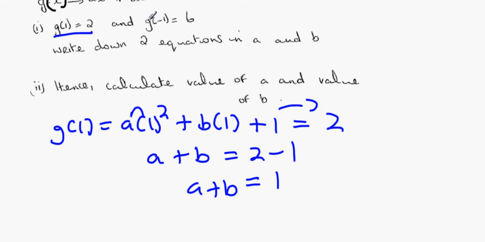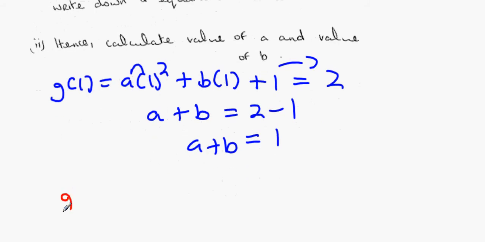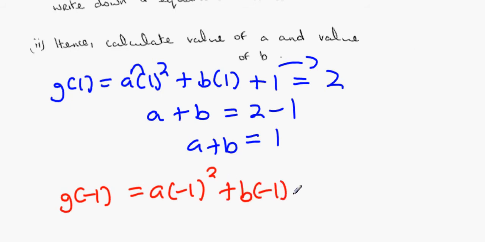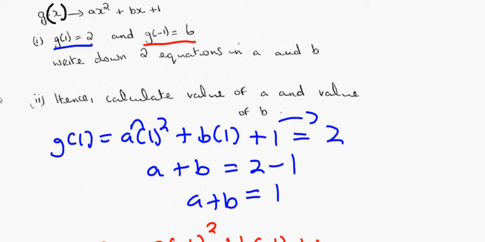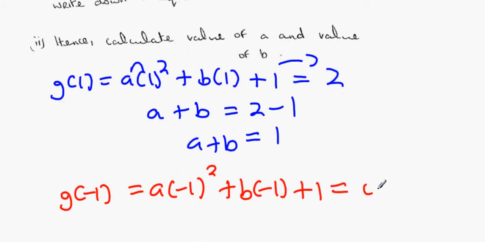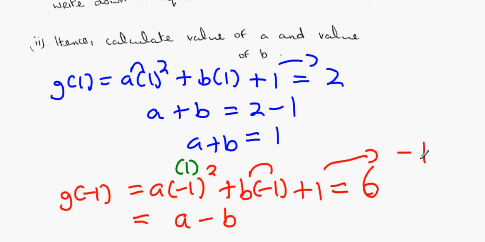The second equation is g of minus 1 equals 6. So g of minus 1 equals a times minus 1 squared plus b times minus 1 plus 1, and all of this equals 6. This time, minus 1 squared is actually 1. a multiplied by 1 is a. b multiplied by minus 1 is minus b. Bring over the 1 to the other side, 6 minus 1 is 5. So we get a minus b equals 5.